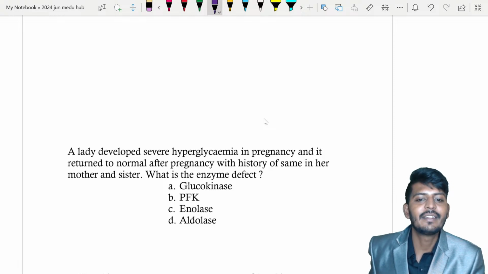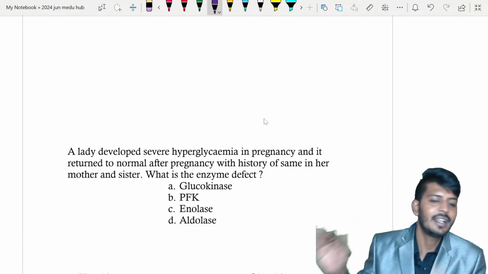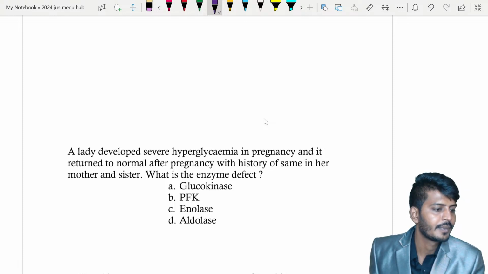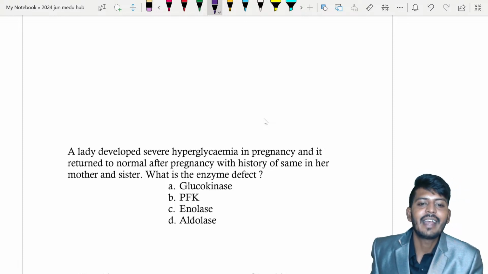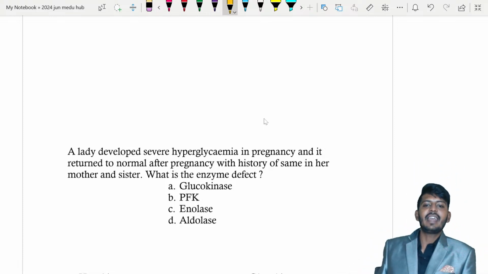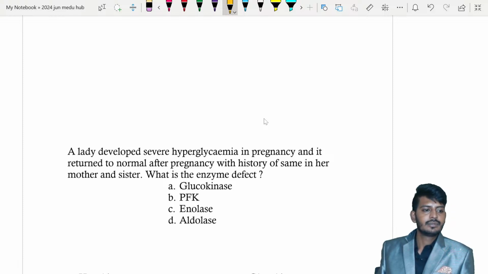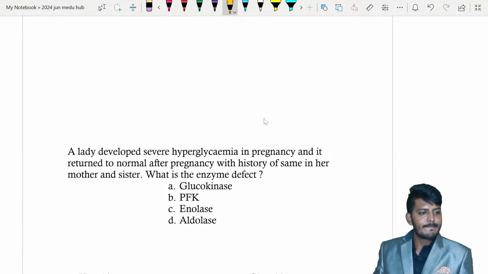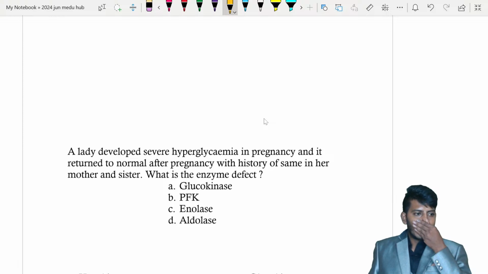A lady developed severe hyperglycemia in pregnancy, and it returned to normal after the pregnancy, with the history of the same in her mother and sister. What enzyme is defective here? So a patient is having hyperglycemia in pregnancy. Which enzyme can be the reason? Come on, tell me. Take a guess.